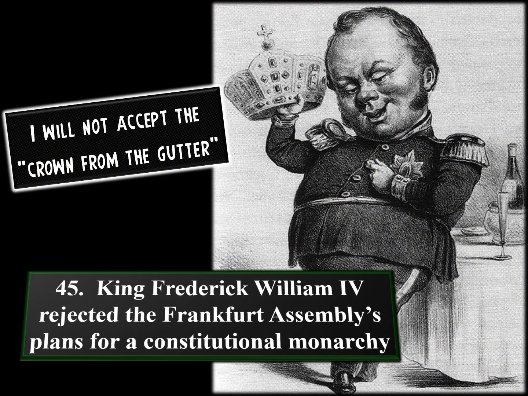It is said that when King Frederick William IV, the King of Prussia, was offered by the Frankfurt Assembly to become the new constitutional monarch of a unified Germany, he said, "I will not accept a crown from the gutter," meaning that he had no intention of ever being a constitutional monarch. He would rather be an absolute monarch of a smaller Prussia than a constitutional monarch of a larger united Germany, because he did not want the reduction in his own personal power.